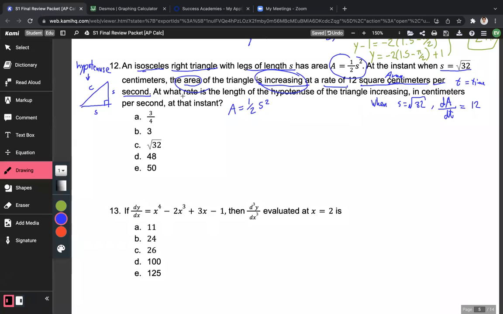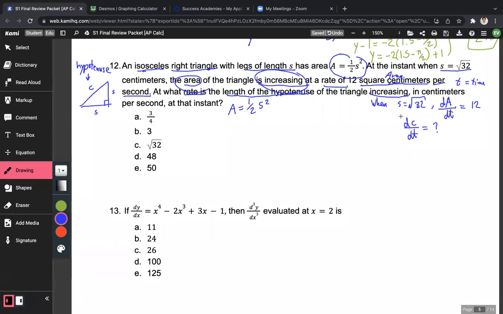Now they're asking, at what rate is the length of the hypotenuse increasing? So again, another rate. So that's our unknown. And so we're trying to find the derivative of our hypotenuse. I think I called that c. dc/dt is our unknown. What is the rate of the length of the hypotenuse in centimeters per second at the same time when s equals root 32 and the derivative of our area is equal to 12?